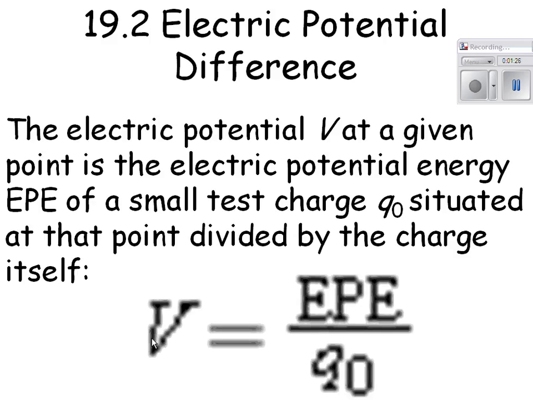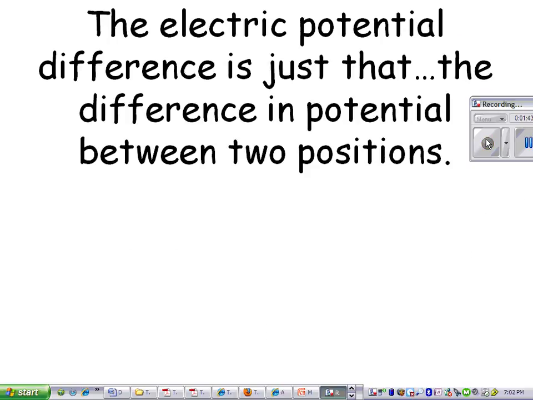So the equation for V here is electric potential, that's volts actually, equals electric potential energy divided by the test charge, Q sub 0. So it really comes out to be joules per coulomb of charge, which ends up being volts. The electric potential difference is just that. It's the difference in potential between 2 points.